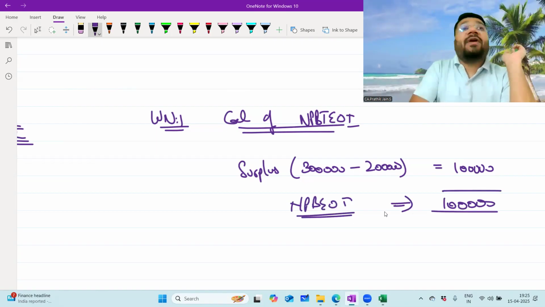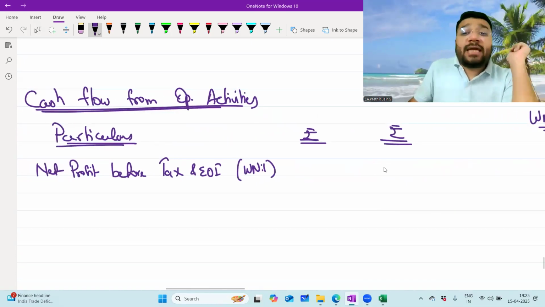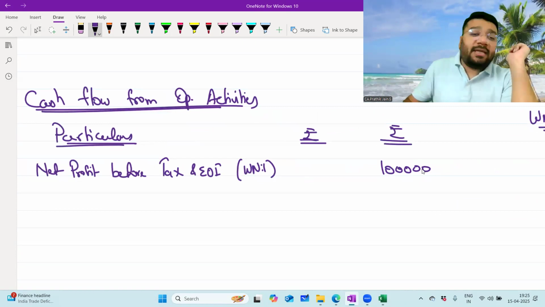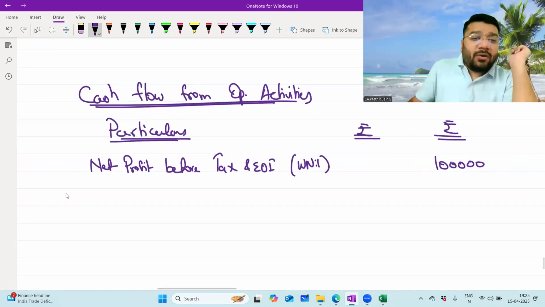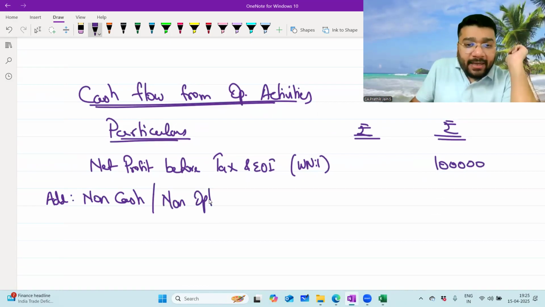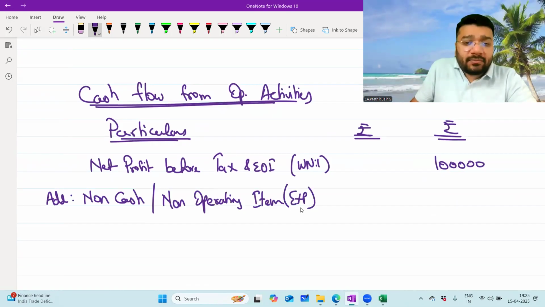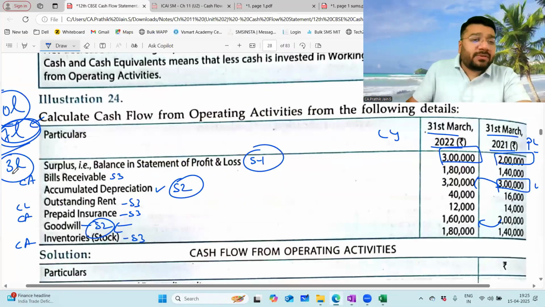Is this the pure cash profit? No. In this, adulteration is there. So we'll remove the impurities through segment 2 and segment 3. So now segment 2. Add non-cash or non-operating items which are of expense in nature. Non-cash and non-operating items which are of expense in nature, expense and loss. In that we have 2 items.